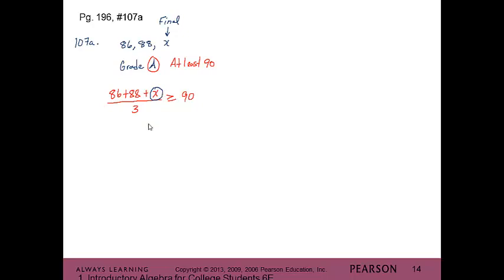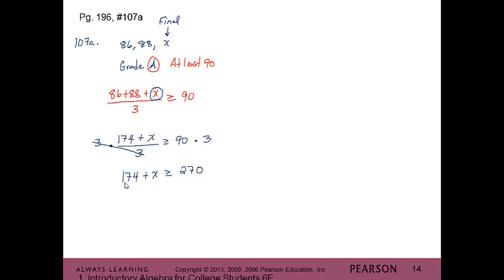So let's solve for x this time. Let's first start by combining our like terms. So 86 plus 88, that's 174, plus x, divided by 3, is greater than or equal to 90. Now this time, instead of moving the 174 first, we're going to move the 3. So in order to move the 3, we're going to multiply both sides by 3. Cancels out. And we have 174 plus x is greater than or equal to 270.